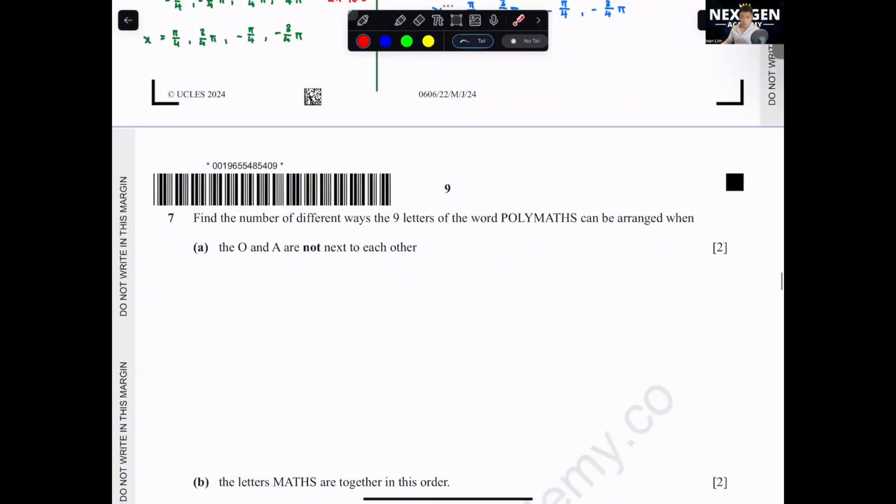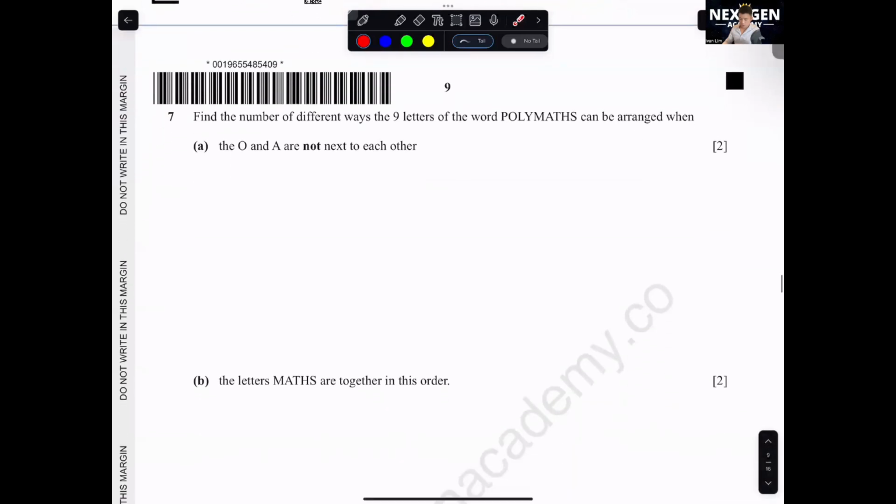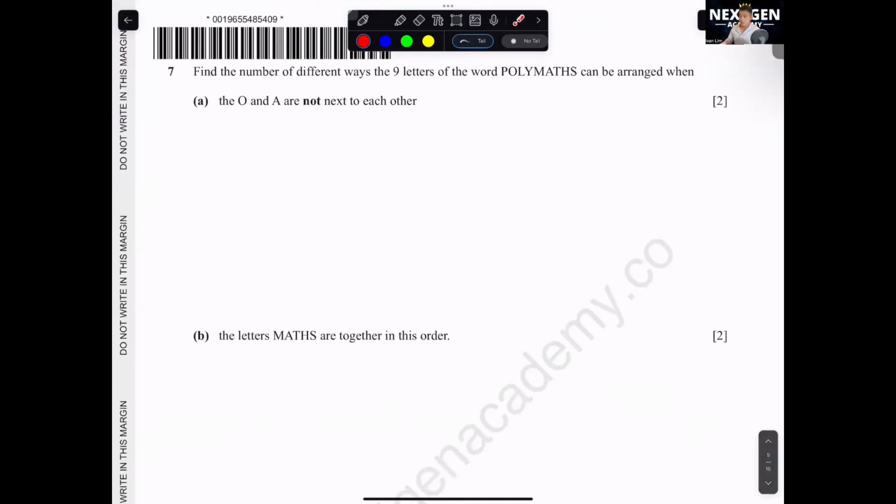All right. Okay, let's continue on part 2 of 0606 paper 22 MJ 2024. Question 7. Find the number of different ways the 9 letters of the word POLYMATHS can be arranged when O and A are not next to each other. How do we calculate this? This is a 4-mark question. Both parts A and B are quite similar. Not next to each other.